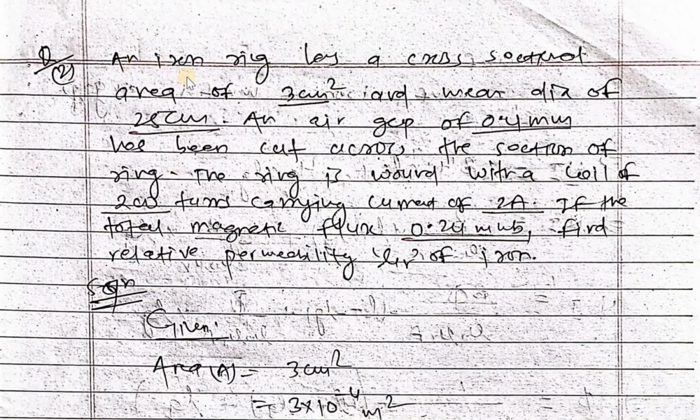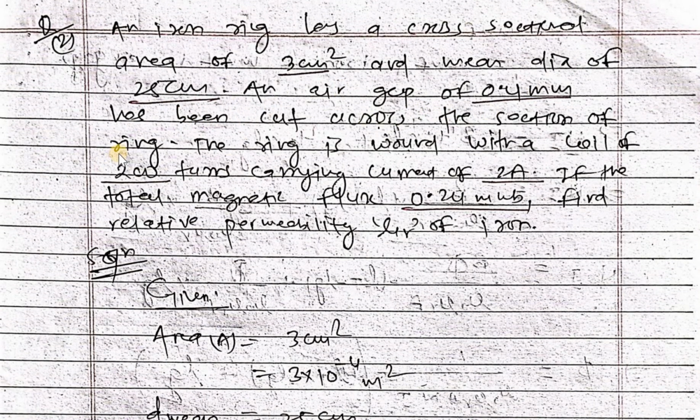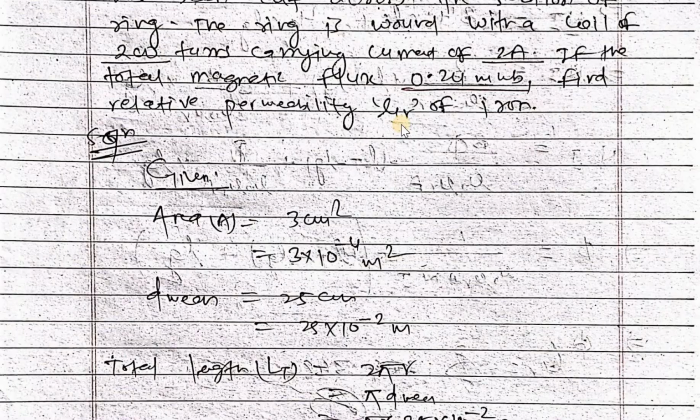And the next problem is: an iron ring has a cross-sectional area of 3 centimeter square and mean diameter of 25 centimeter. An air gap of 0.4 mm has been cut across the section of the ring. The ring is wound with a coil of 200 turns carrying a current of 2 ampere. If the total magnetic flux is 0.24 milliweber, find the relative permeability mu r of the iron.